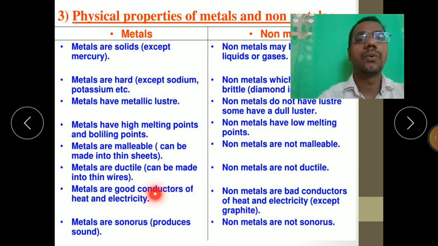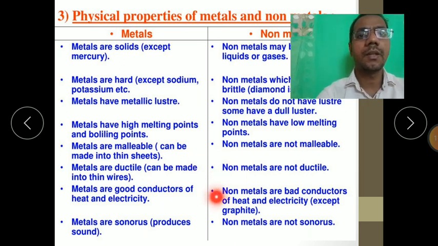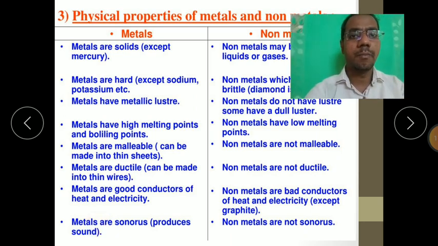Metals are good conductors of heat and electricity. We know that metals easily carry electricity and heat, so that's why they are good conductors. But non-metals do not carry them, so they are bad conductors of heat and electricity. And the last point, metals are sonorous. What is meant by sonorous? Sonorous means they produce sound. We know that when we slightly touch the metals, they produce a typical sound.